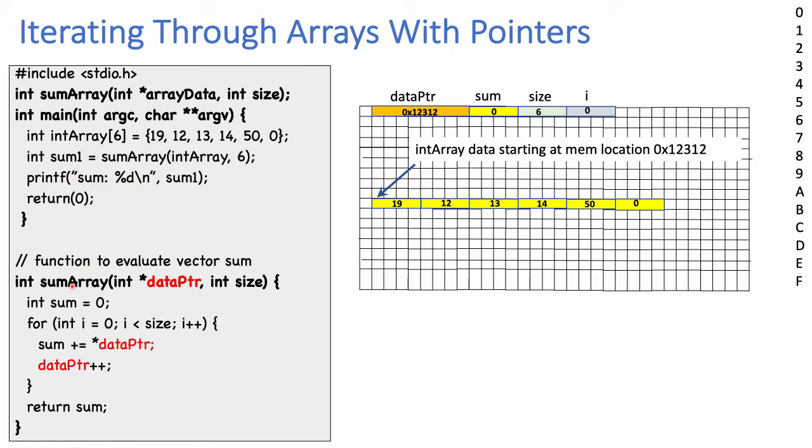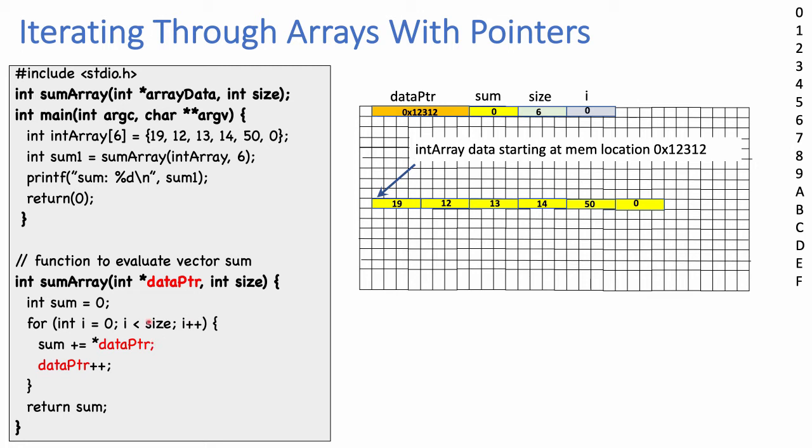So here is the function sumArray. It takes 2 arguments, data pointer and size, data pointer being a pointer to an int, and size being an integer. And the function is going to return an int. Inside the function, we're initializing a variable sum to have the value 0, and then we loop in a for statement over that array, setting the sum equal to the current sum plus whatever data pointer is pointing to, and then we increment data pointer by a certain amount.